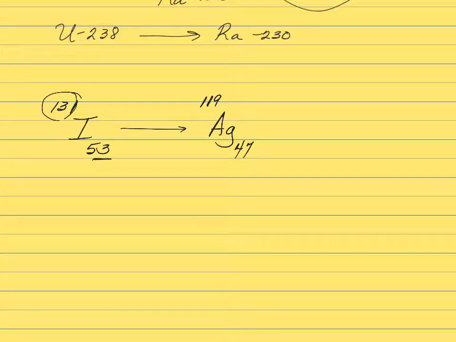Okay, after alpha decay, iodine 131 becomes silver 119. How many alpha particles were released? How many alpha particles were released? 12. Wrong. That's wrong. How many alpha particles were released?